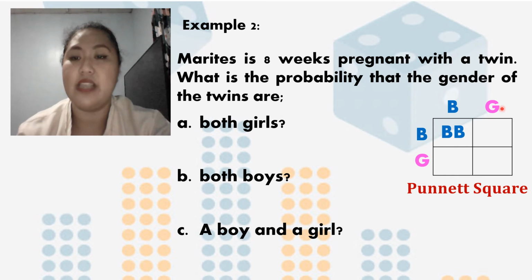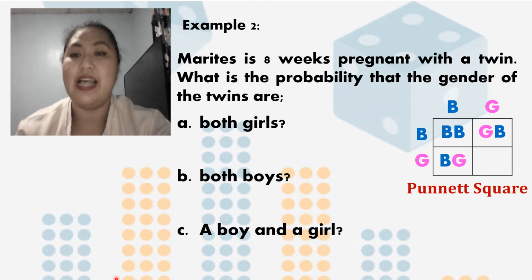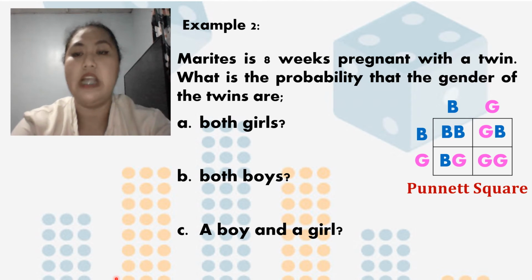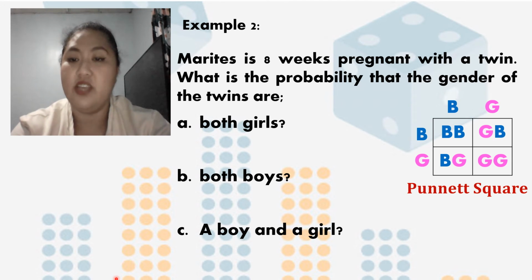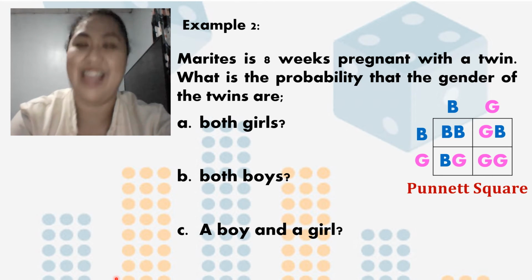Next, dito naman sa second column tayo and on the first row. Therefore, we have the combination girl-boy. Next, ayun, we have boy and girl combination. And lastly, we have GG or girl-girl combination. So now, tapos na nating na-identify using our Punnett square here. Na-identify na natin yung mga gender combinations ng twin ni Marites.